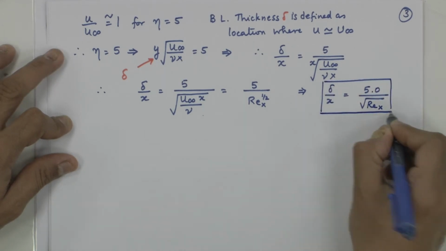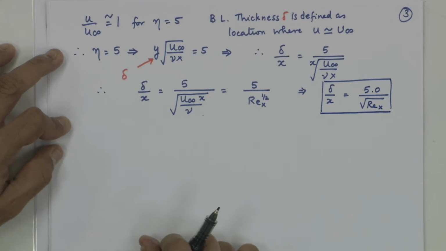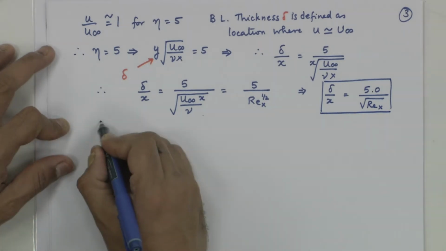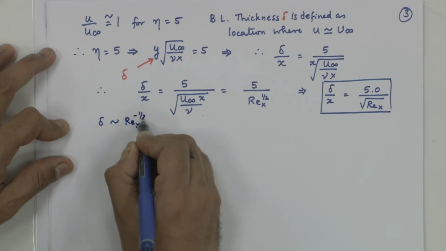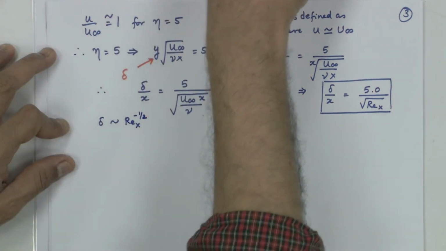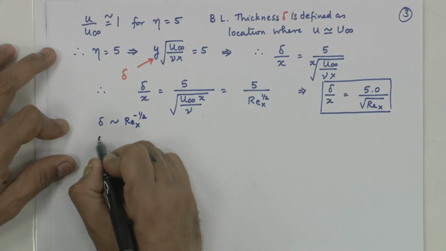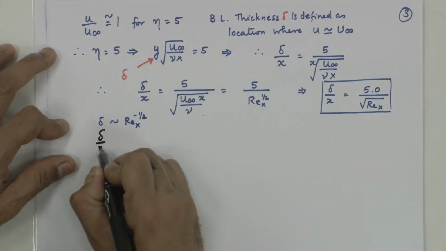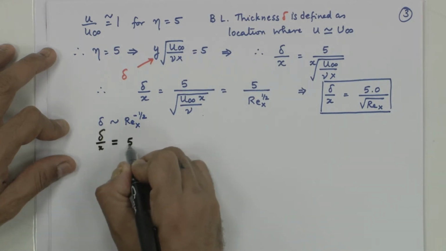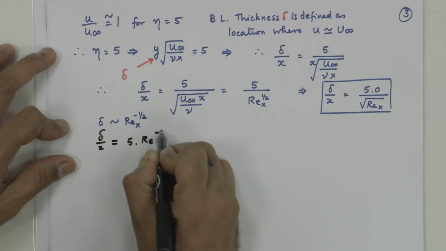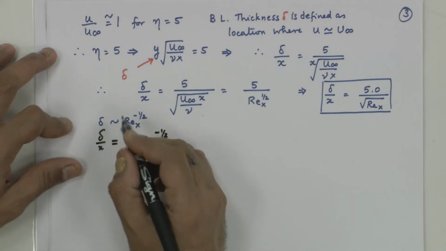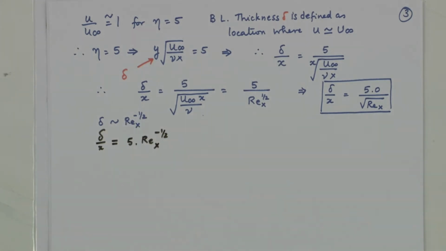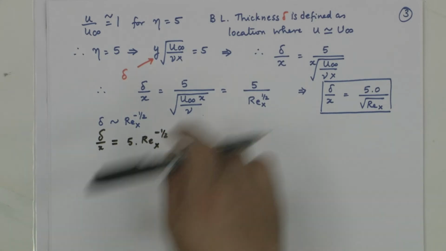So simple and elegant. When we used scaling analysis, we said delta is of the order of Re to the power minus half. Today, with this manipulation, we got delta by x is equal to 5 times Re to the power minus half. That coefficient order was replaced by an equality, and that coefficient came from this analysis.